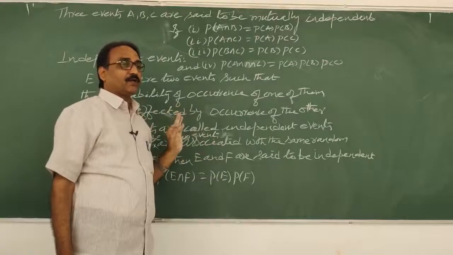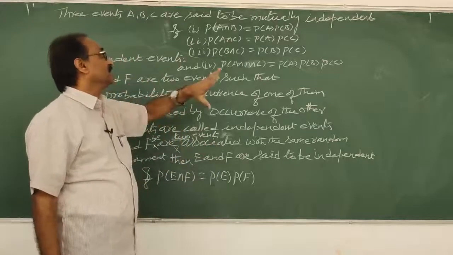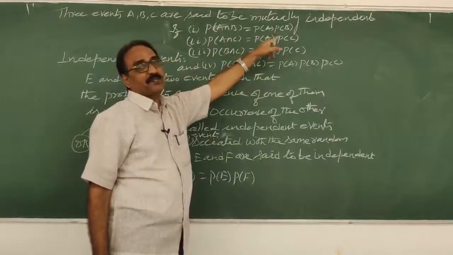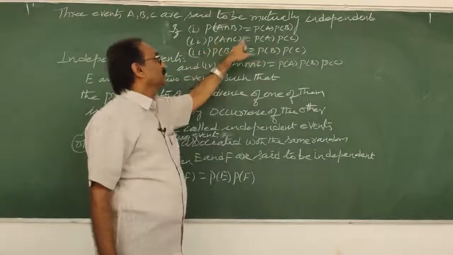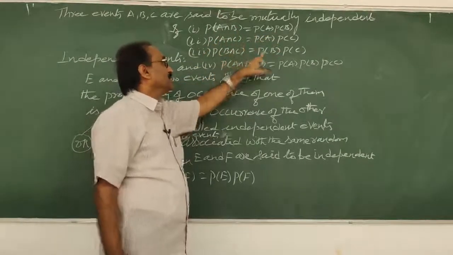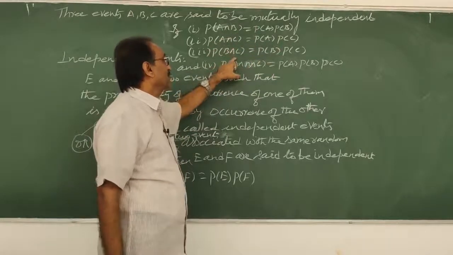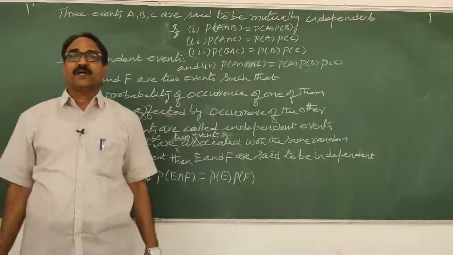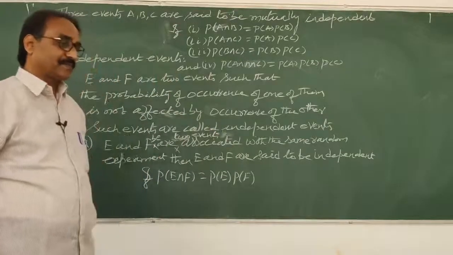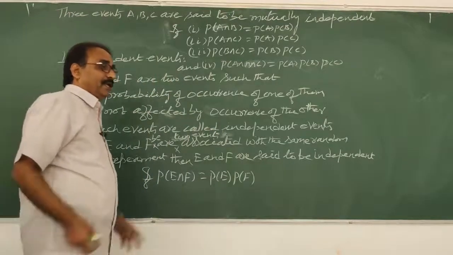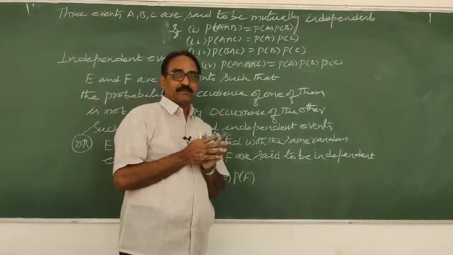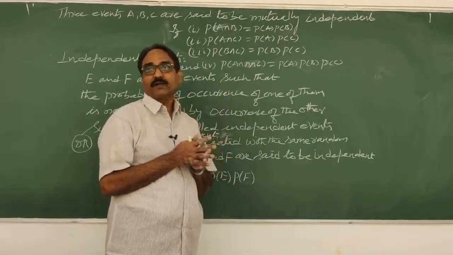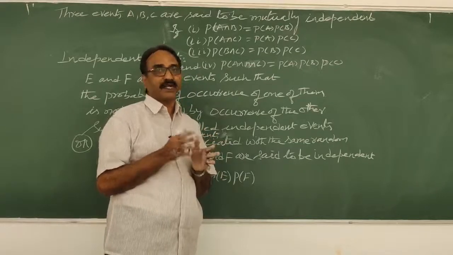But again, don't get confused, that is different, this is different. P of A intersection B means P of A into P of B must be there. A intersection C, their product is there. B intersection C also their product. If these three are satisfied, then P of A intersection B intersection C is equal to P of A into P of B into P of C. Independent events means they may have something in common or not, that is the important first point.